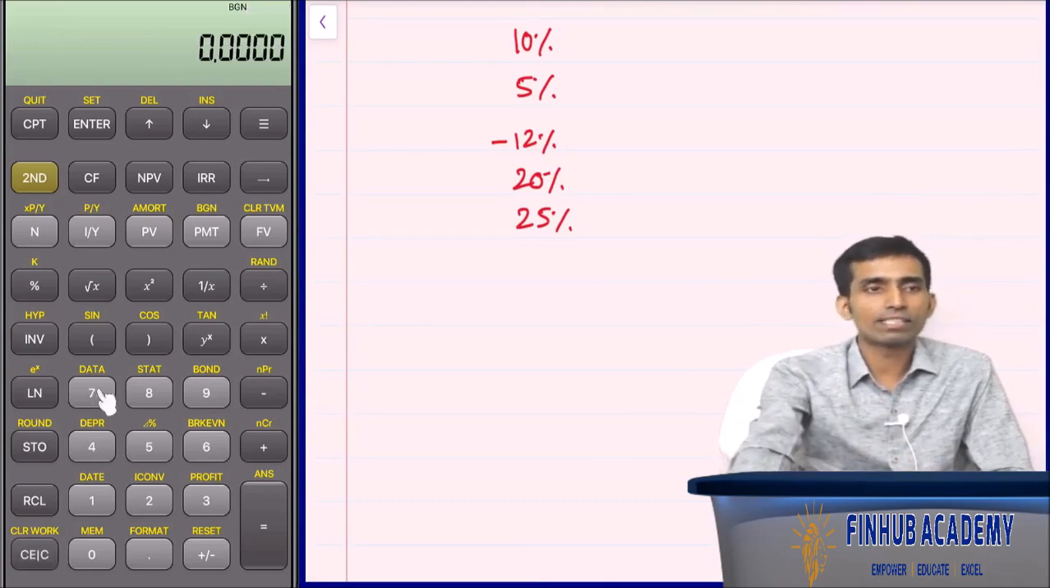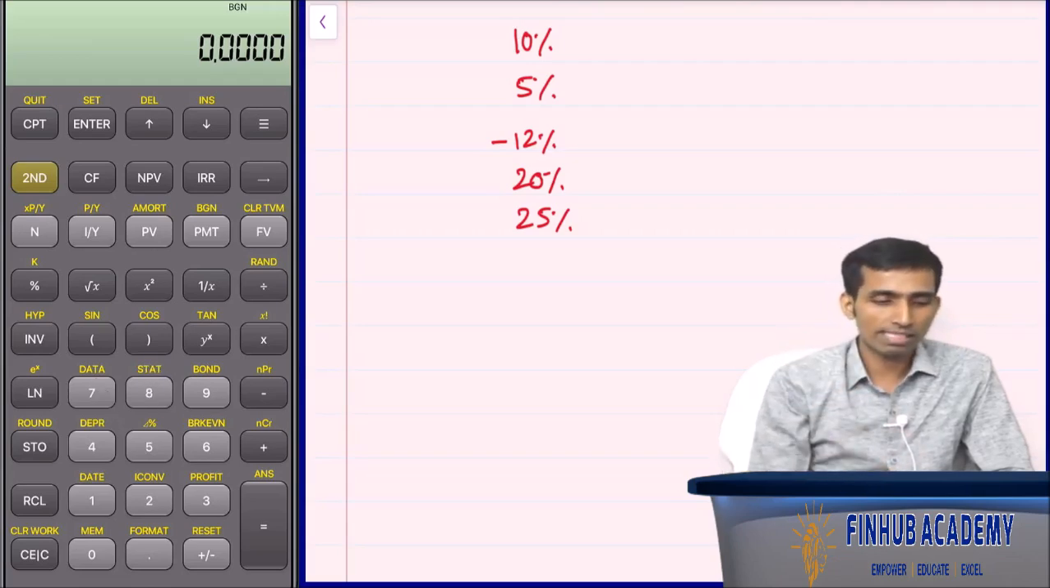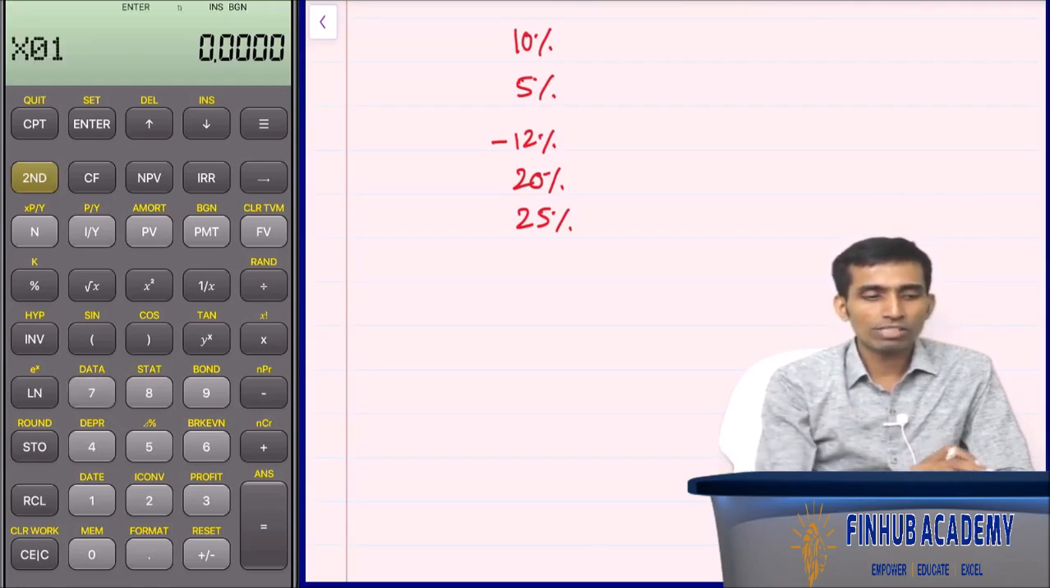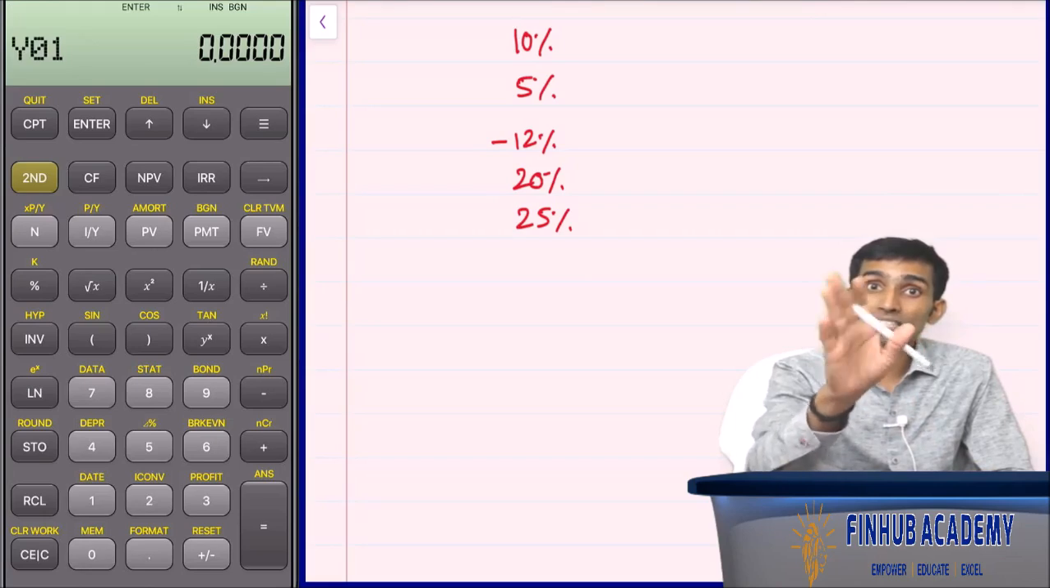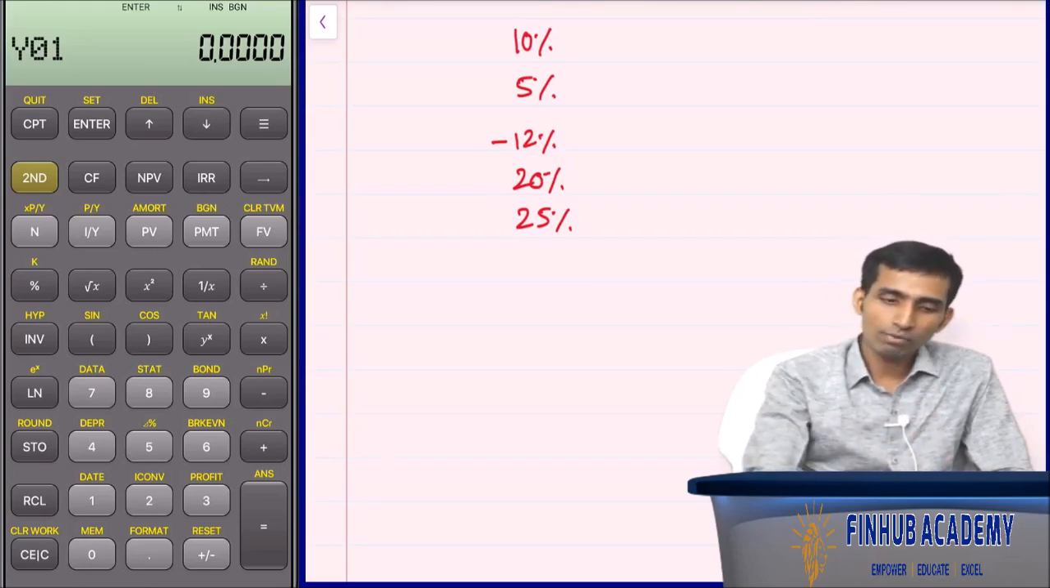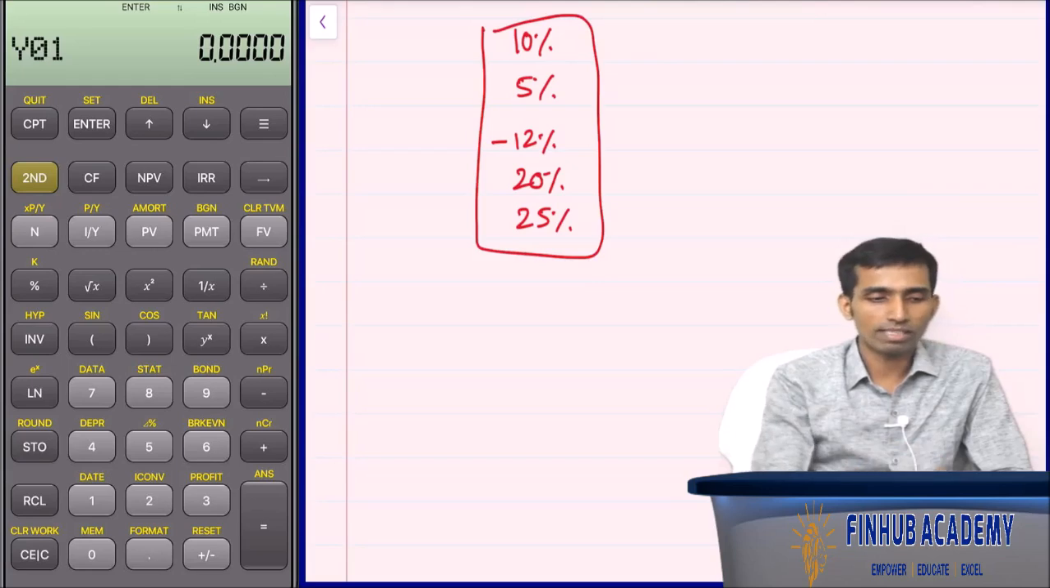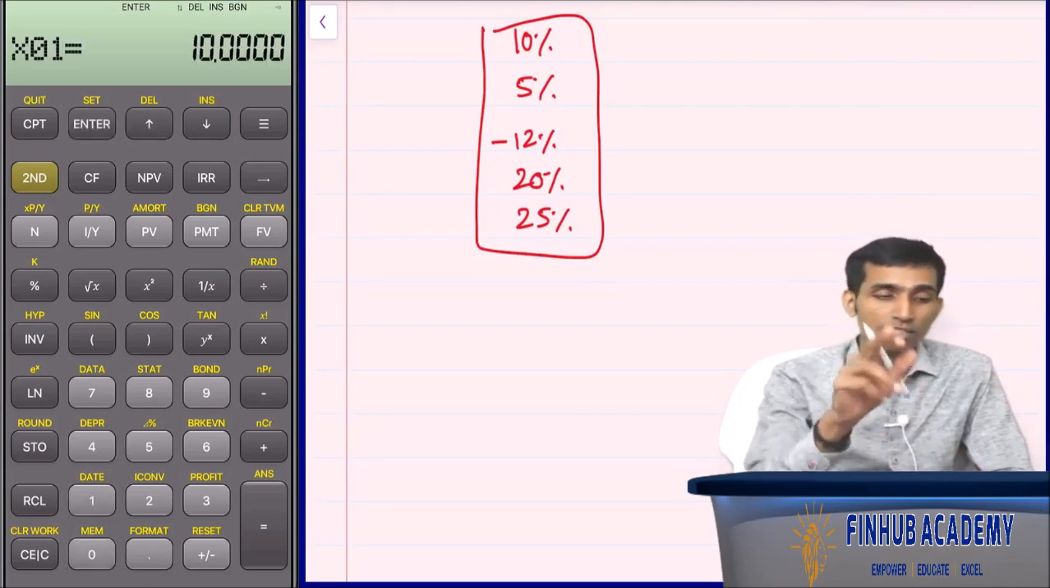Statistics, as I said, these are the two keys, 7 and 8. Data is to feed the data and here stats. So let us see what it shows when I press second data. Second 7, that is data. Can you see X01? It is showing X01, Y01, meaning two series, X and Y, you can feed simultaneously. But since I have only one series of data, I will feed only one. Let me feed this 10.